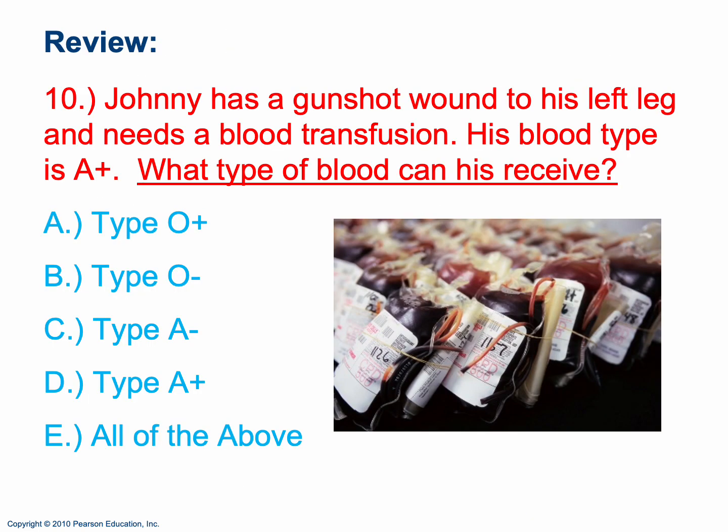And one final review question for you here today, number 10, referring to blood. So let's say you have a patient, his name is Johnny, and he has a gunshot wound to his left leg. It was pretty severe, maybe it severed several arteries and needs a blood transfusion. His blood type is A positive. What type of blood can he receive? So what would you recommend for Johnny? So go ahead and take a couple seconds here, minute or so, and look over this and see what would be the correct answer here.